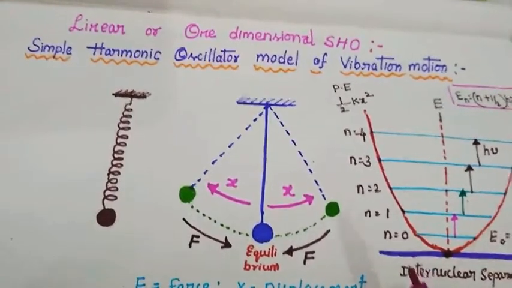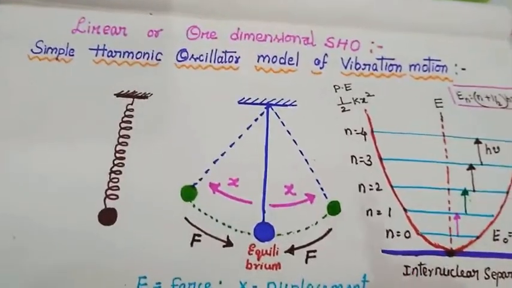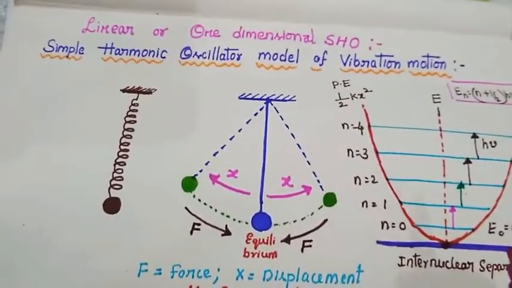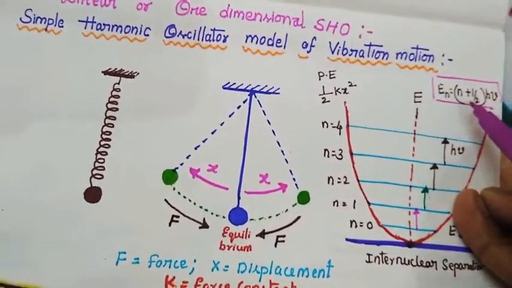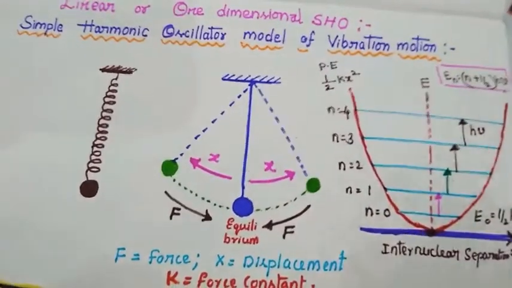The question used to come from quantum chemistry from this part. They'll ask you to derive the second order differential equation for the simple harmonic oscillator, or else they'll ask you to calculate the energy and derive the energy equation for the simple harmonic oscillator. So this is the energy derivation. This is the final equation we will get from this.